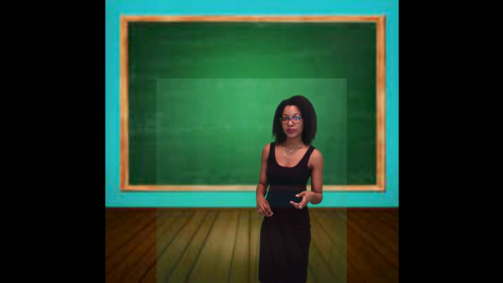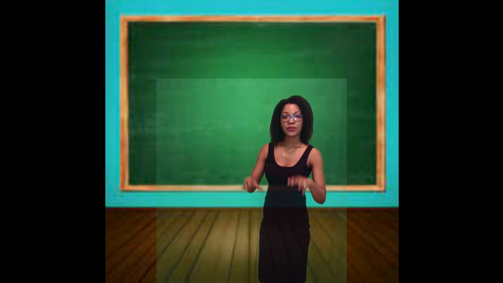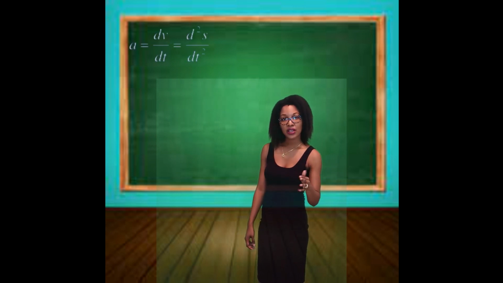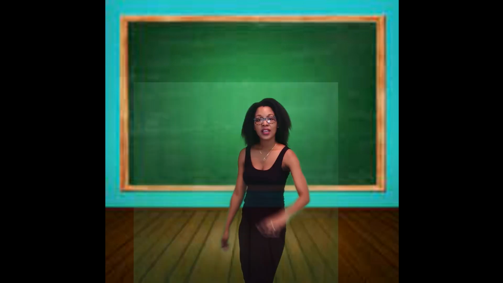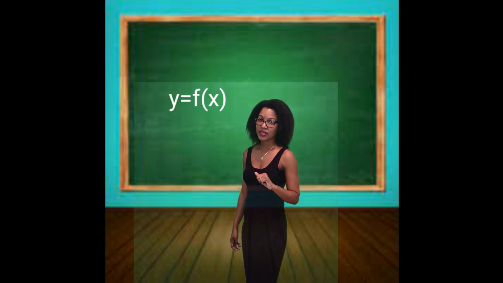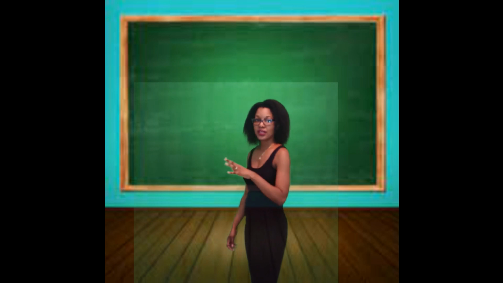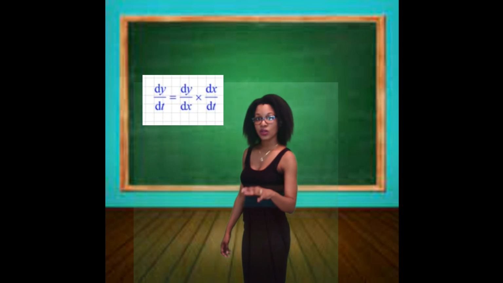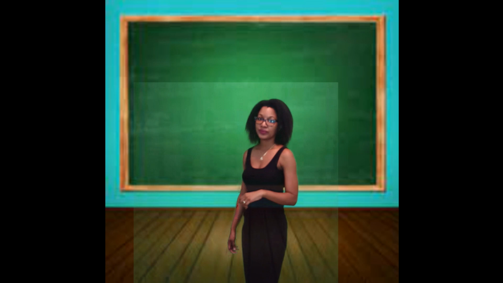Also, acceleration. Acceleration is a vector quantity. It is the change in velocity over the change in time. So if we differentiate velocity, we will get acceleration. If y is equal to f of x, then dx/dt is the rate of change of x with respect to t. So if we want to find dy/dt, it is equal to dy/dx multiplied by dx/dt.